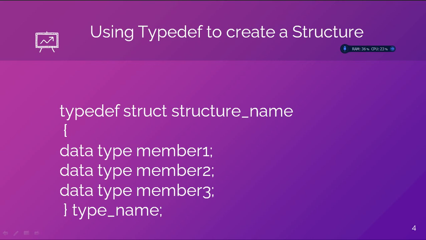So here is the syntax. We take the keyword Typedef and then we provide a structure definition, that is, by using the struct keyword followed by a structure name, and we can specify all the data members within that structure. And here the type name will give an alias name for the structure.